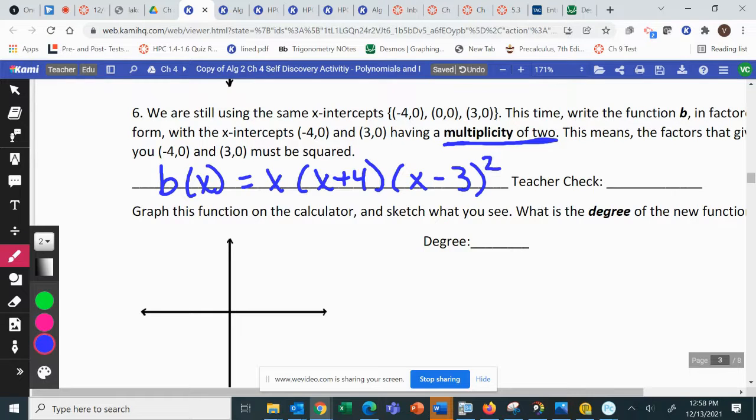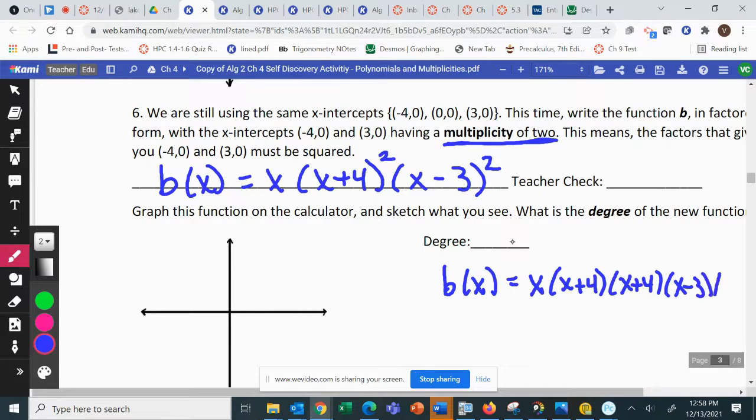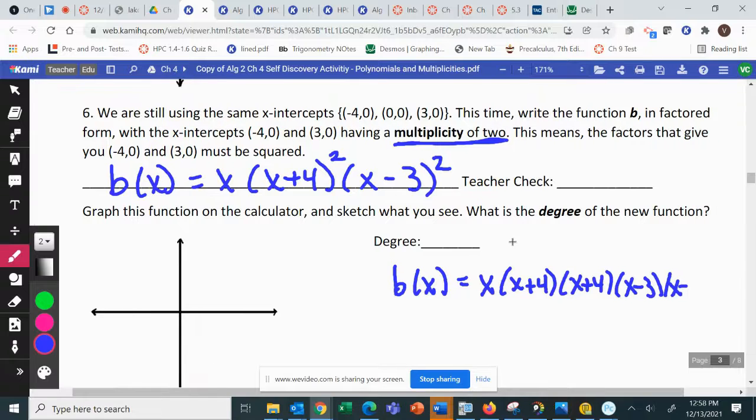Mm-hmm. Or x plus 4. Mm-hmm. Yep. And what about the x? Yep. All right, so then what would be our degree? If you need to write it out, it'll be x plus 4 times x plus 4, x minus 3 times x minus 3. I ran out of space, sorry. If we need to write it out, what's our degree? 5.